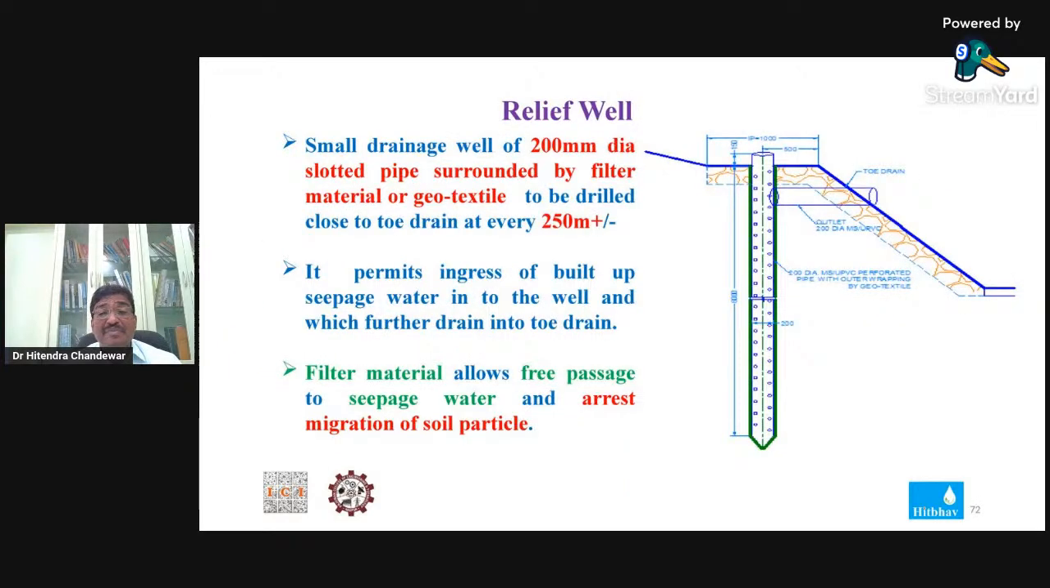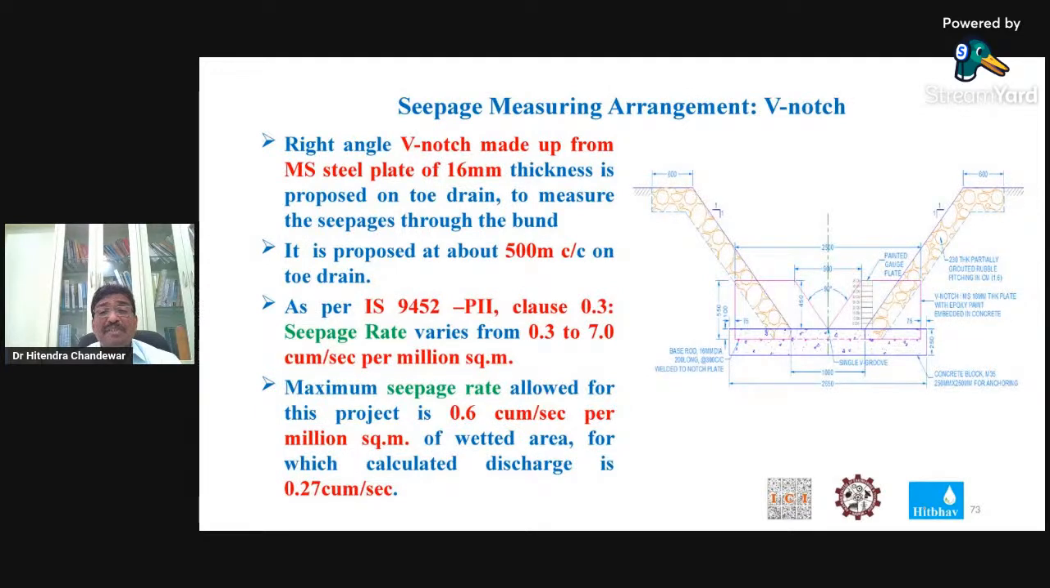Then this is the typical cross section of the relief well. For the relief well, we have gone for a 200 dia slotted pipe surrounded by filter media and geomembrane. All these provisions are as per the codal requirements. So this is the seepage measuring unit we have provided, V-notches we have provided.